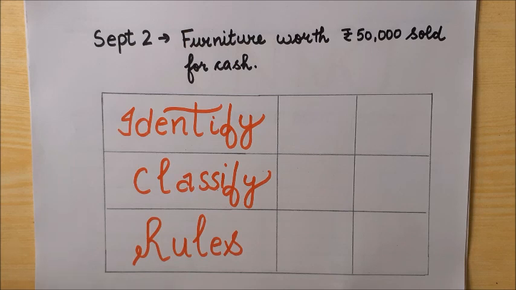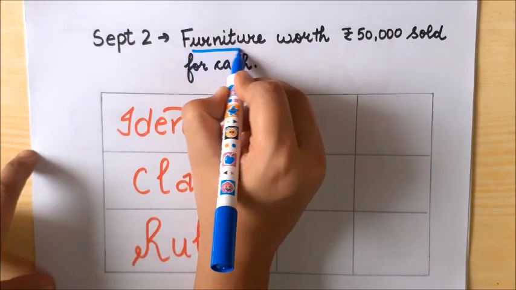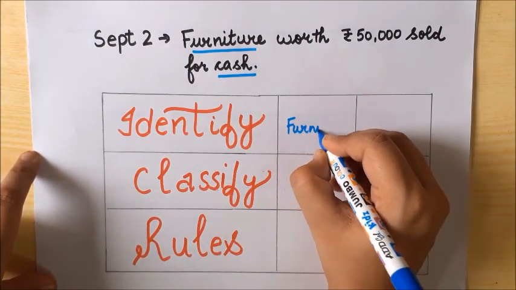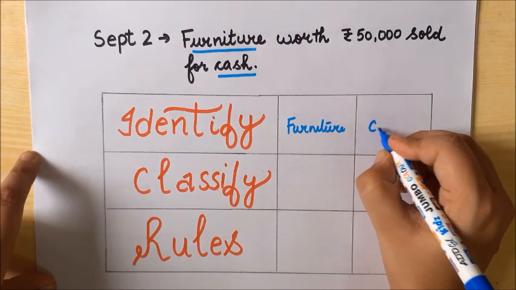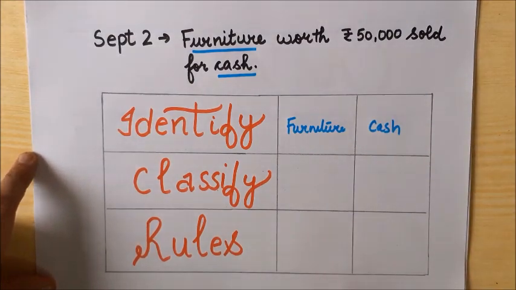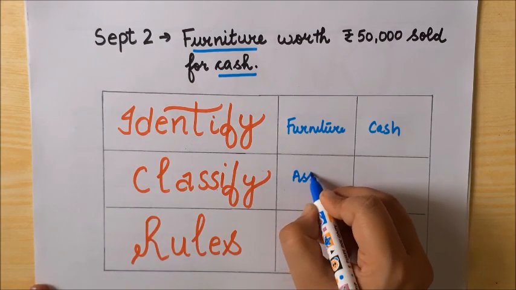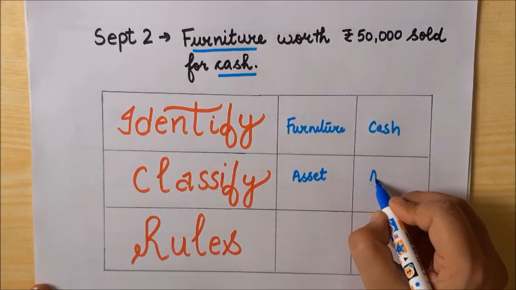Let's discuss one more example. On September 2, furniture worth 50,000 was sold for cash. Step 1 is to identify the two things involved. The two things involved are furniture and cash. Now you need to classify these under the 5 headings. Furniture will come under assets and cash will also come under assets.